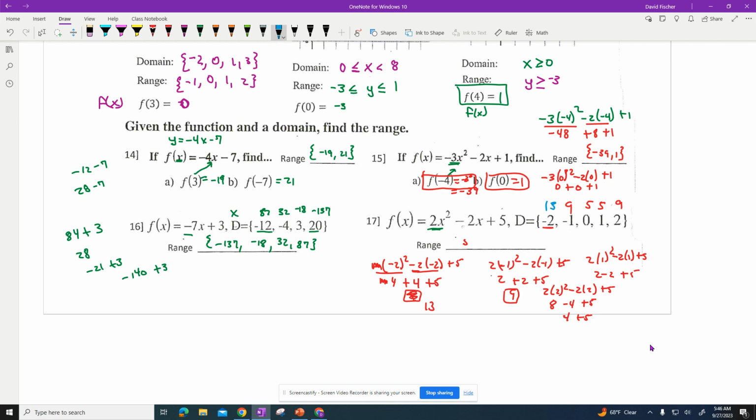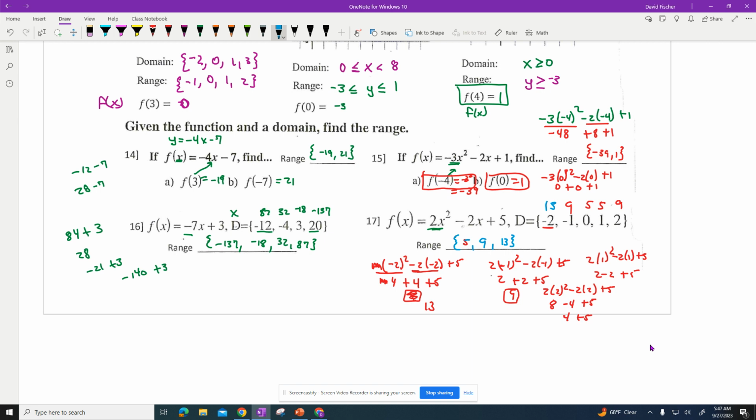I put in a negative 2. Negative 2 times negative 2 is a positive 4 plus 5. That's 9, 10, 11, 12, 13. I like 13. All right. I might have made a mistake on this one. 5 is my smallest. 9 and a 13. Close my brackets. All right.